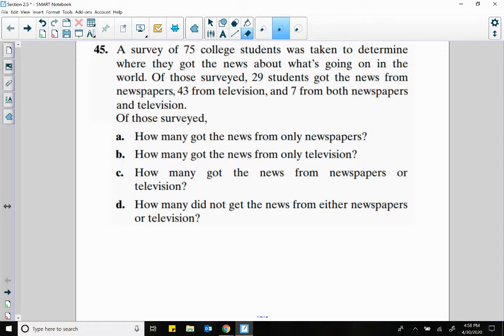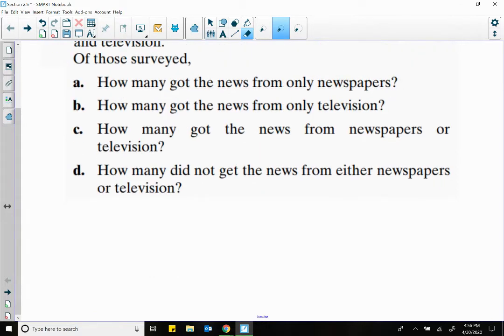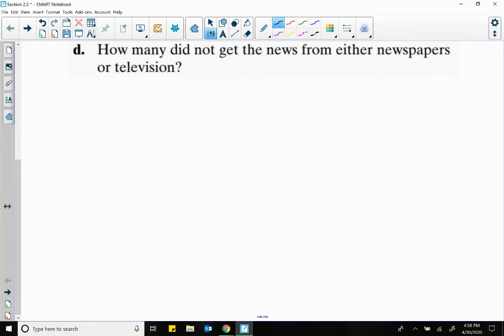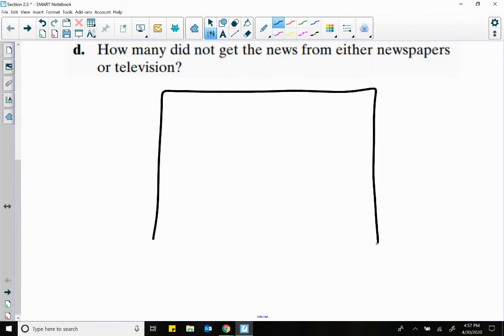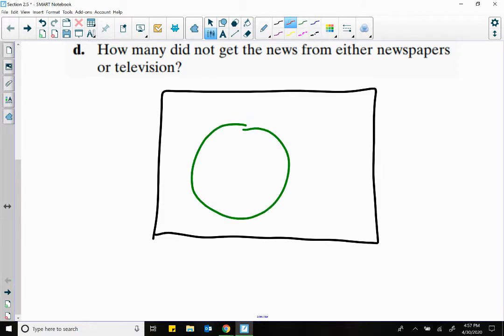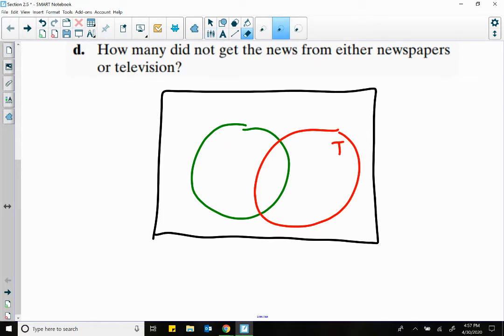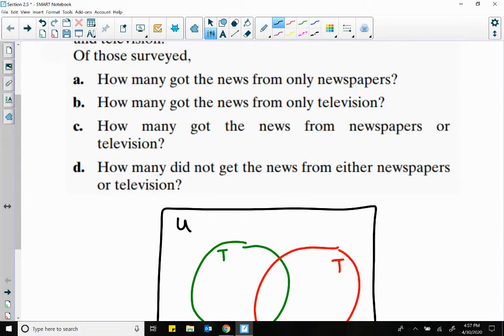Okay, so hopefully when you drew your Venn diagram, it looks like this. You have two circles in this one. One is about newspapers. The other one is about television. And let's make that end green to match. And then we had this universe. Okay? So, filling in what we know.